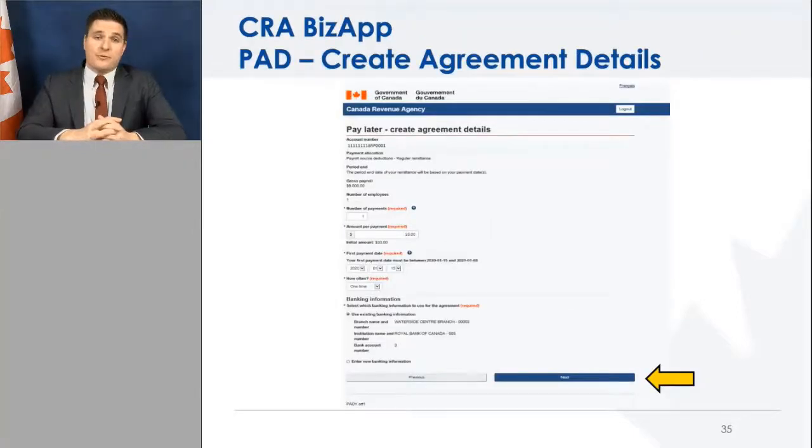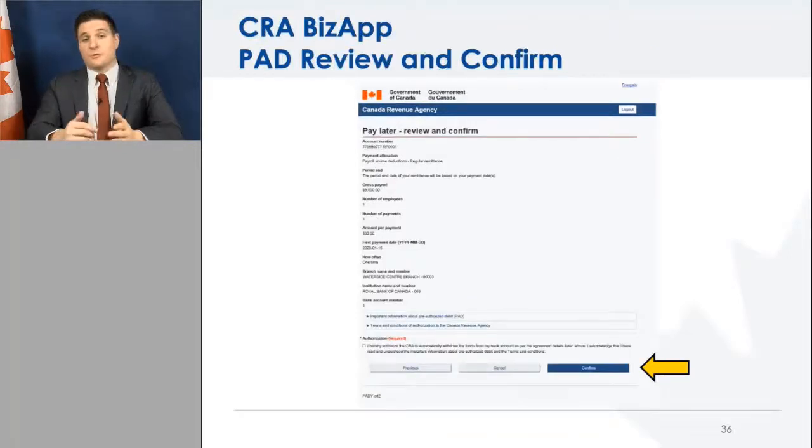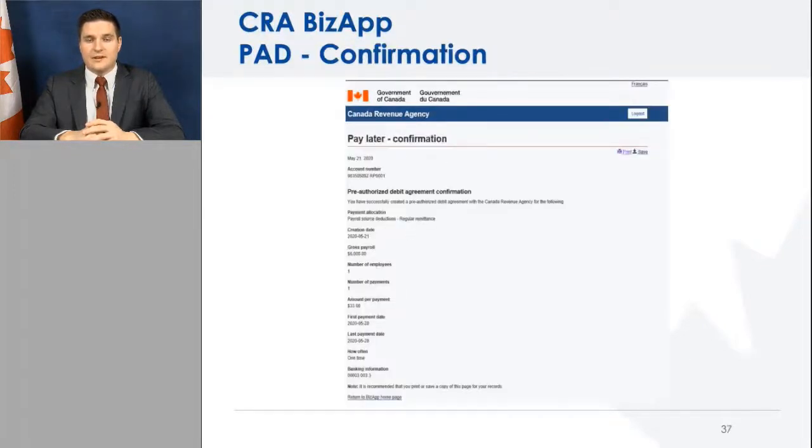Your data is brought forward and can be changed. For instance, you may use existing banking information or add new banking information. Once you're ready, click Next. Review and confirm the payment details and click Confirm. The pre-authorized debit agreement is created. The payment details are listed.